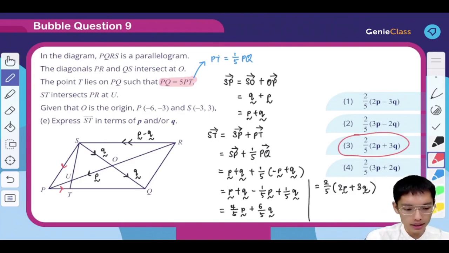Now, some of you may ask, is it okay if I leave it like this? Answer is yes, it is okay. Because I'm just finding the vector, they never say you need to factorize it out. Okay? Now, with that, what are the other questions they can ask you? Let's take a close look.